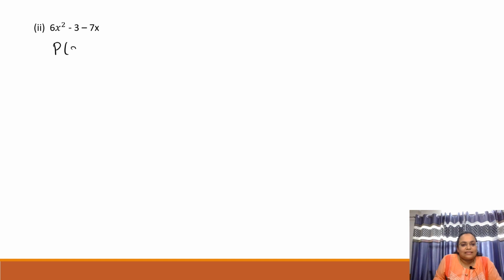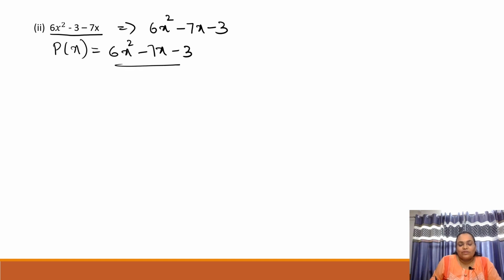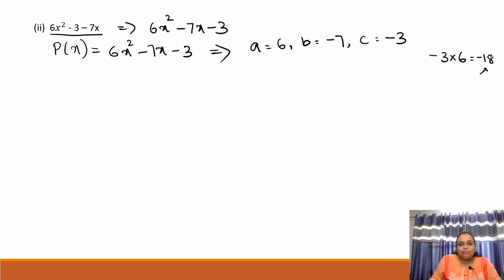See, P of x is equal to, we can write this as 6x square minus 7x minus 3. So comparing this equation, what is a? a is equal to 6, b is equal to minus 7, c is equal to minus 3. Now let us first find the zeros. How do you find the zeros? We'll multiply minus 3 and the coefficient of x square, which is 6, that is minus 18, and we'll find all the possible factors for 18.